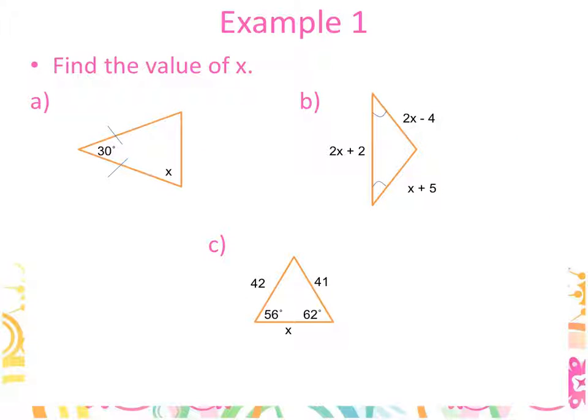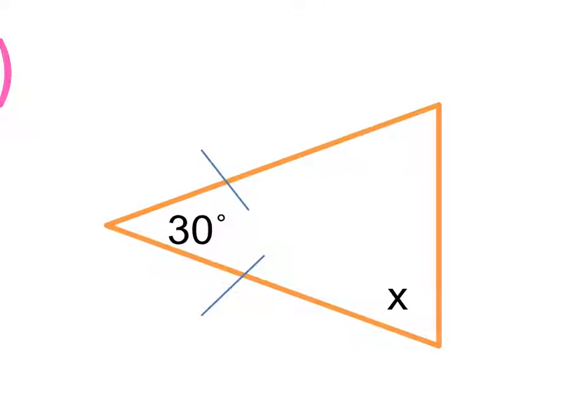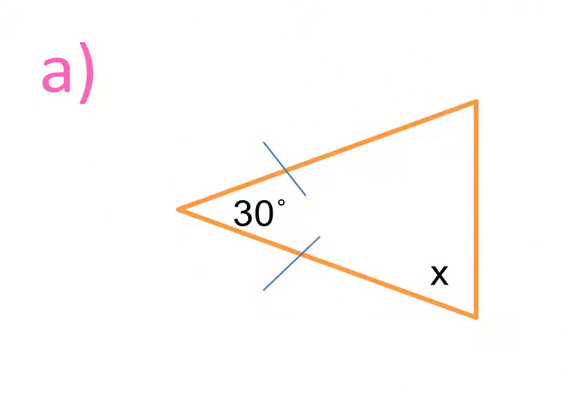Okie doke. So let's find the value of x in every situation here. What kind of triangle is this? It's isosceles. And what do we know about isosceles triangles? It has two congruent legs. Here's a congruent leg. Here's a congruent leg. What else do we know?